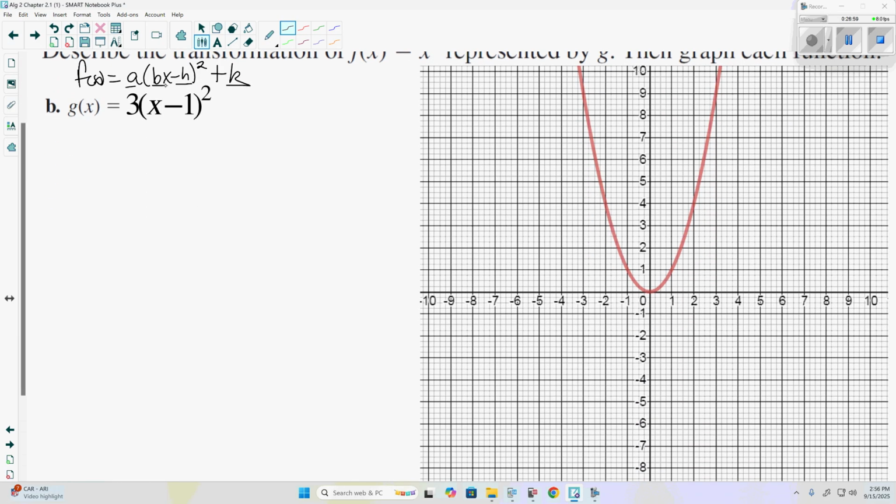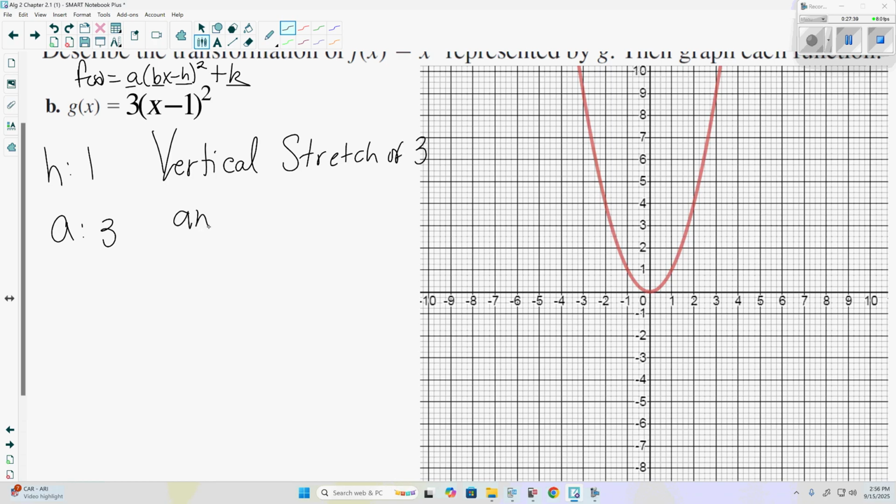Do we have a value of B? No. Do we have a value for K? No. Do we have a value for H? Because the number is 1, but would it be positive 1 or negative 1? It would be positive. And our value for A is 3. Now, since A is positive, we do not have a reflection across the x-axis. But the 3 does tell us that we have a vertical stretch or vertical shrink. Stretch, because it is bigger than 1.